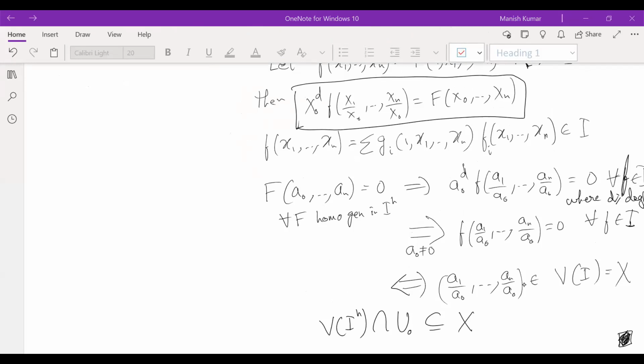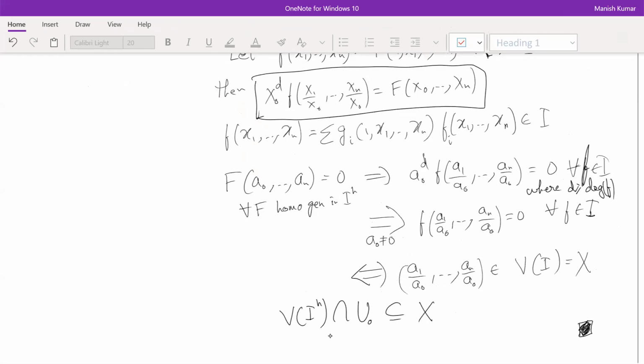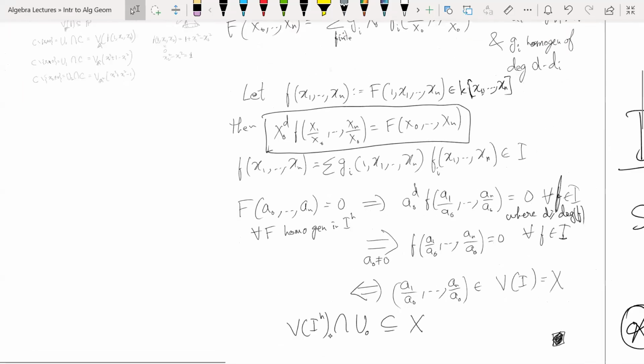Maybe it looks complicated, but it's not complicated. It's just homogenization and dehomogenization. It's very formal. You just write it down and see that it works out.